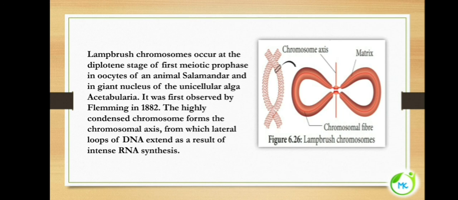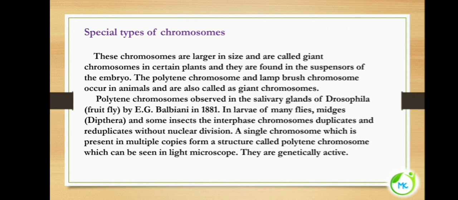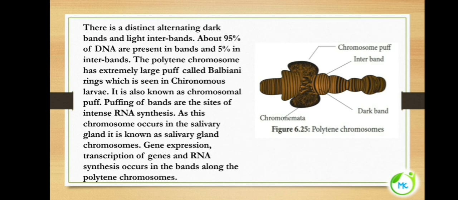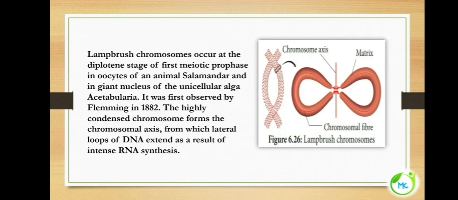The special types of chromosomes are otherwise referred to as giant chromosomes, and polytene chromosome and lampbrush chromosome are examples of giant chromosomes. Polytene chromosome was first observed by Balbiani in the salivary glands of Drosophila. Hence, it is also referred to as salivary gland chromosome. So, this is the polytene. And next, we have seen the lampbrush chromosome. It is observed in salamander and a unicellular alga called Acetabularia. And this is the structure of the lampbrush chromosome.